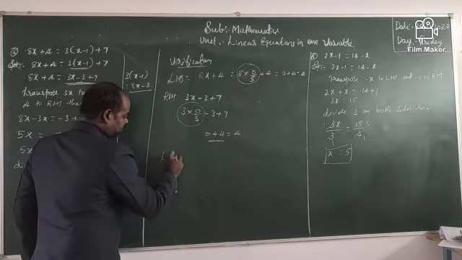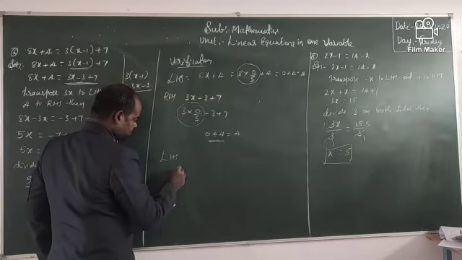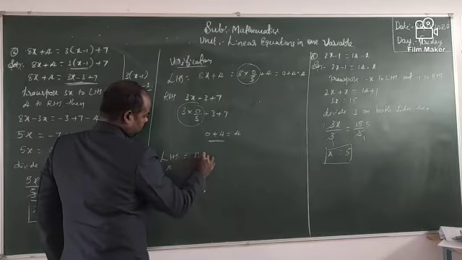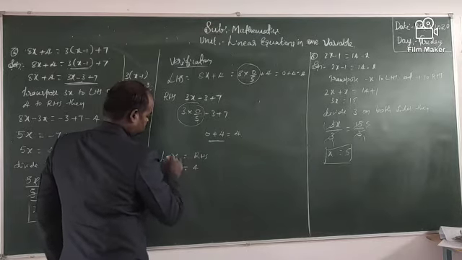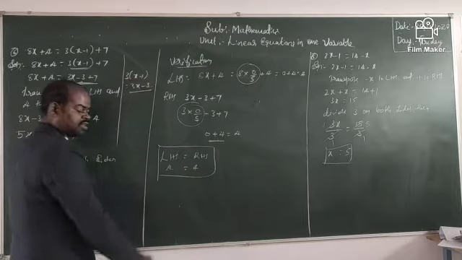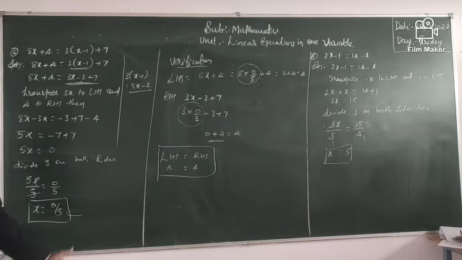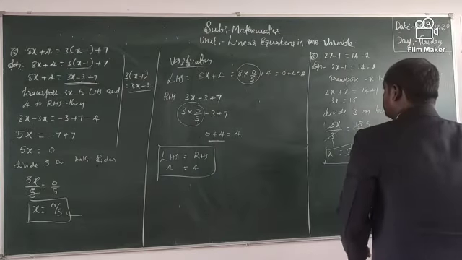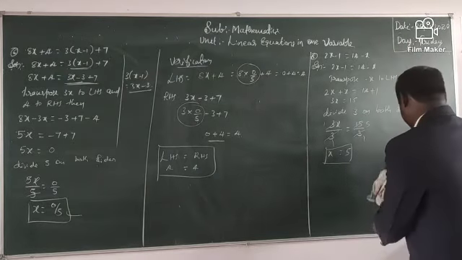Here LHS, what is the value of LHS? 4. RHS, 4. Therefore, LHS and RHS both are the same. Hence, our equation is right. Okay. Now we will go to see another example.